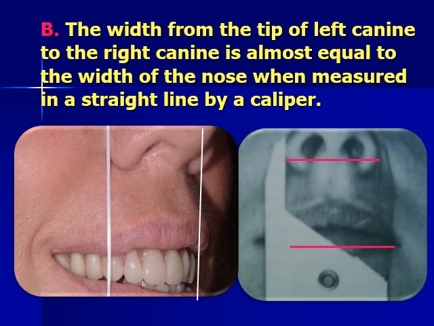Also, the width of anterior teeth can be determined by the width of the nose. This means that the distance from the tip of the left canine to the tip of the right canine is almost equal to the width of the nose when measured in a straight line by caliper. So the width of the nose equals the distance between the cusp tip of the left canine and the cusp tip of the right canine.